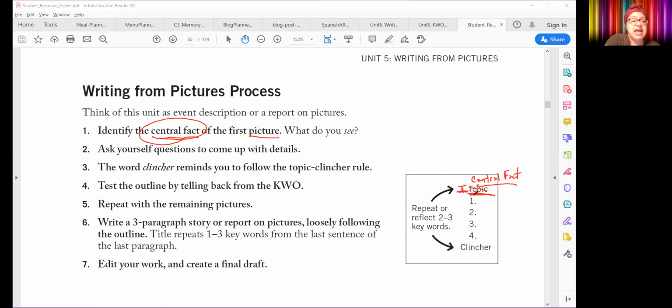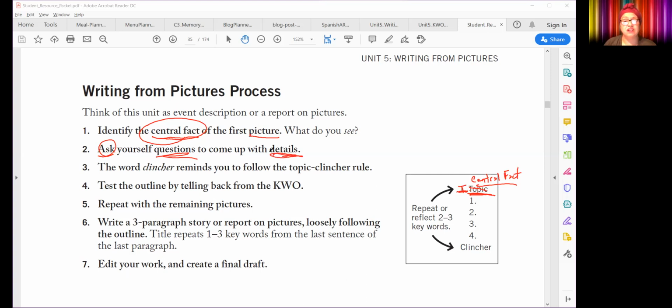Then ask yourself the questions to come up with details. Now remember, we talked about who, what, when, where, why, and how. Ask these questions. Who is in the picture? Who's in the story? What happened just before this? What happened after? Where is this happening? Why is this happening? What happened before? What happens after? What's happening outside of the picture? Like what we don't see. Okay, that's where the details come in.